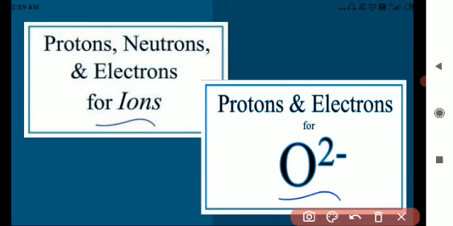For the ion part, it may be a cation, it may be an anion. If you have any doubt regarding anion calculation, you can ask me directly.